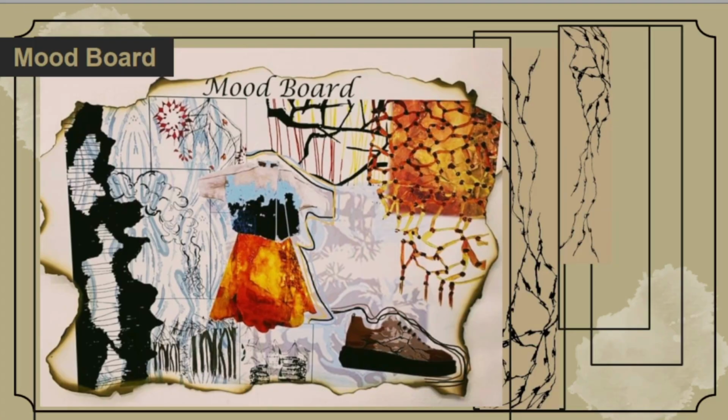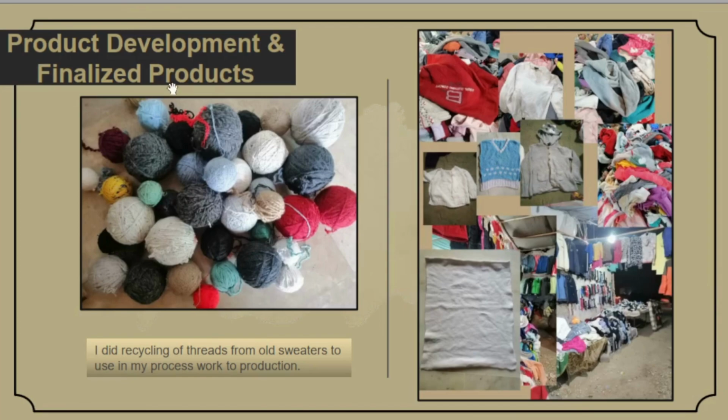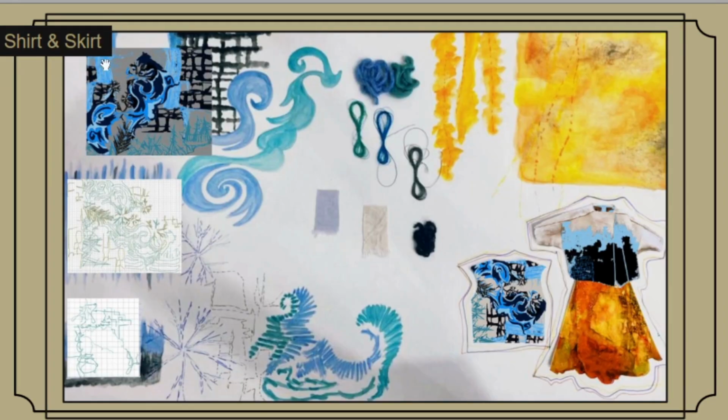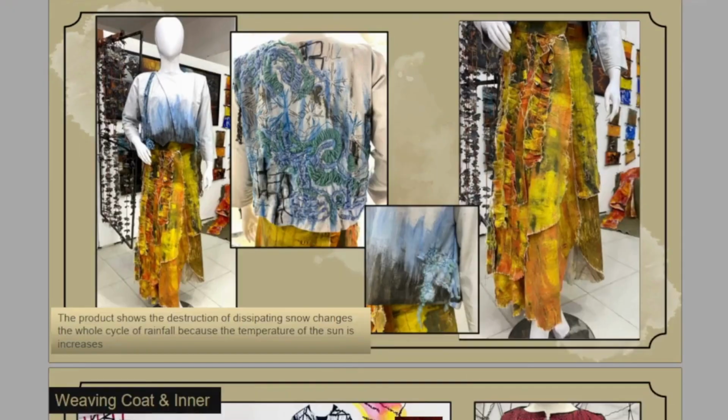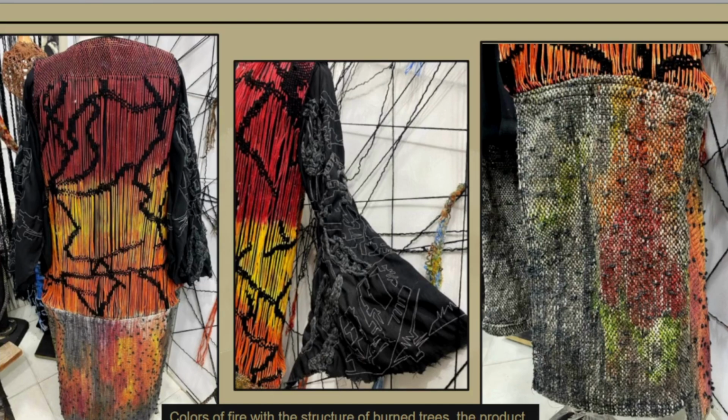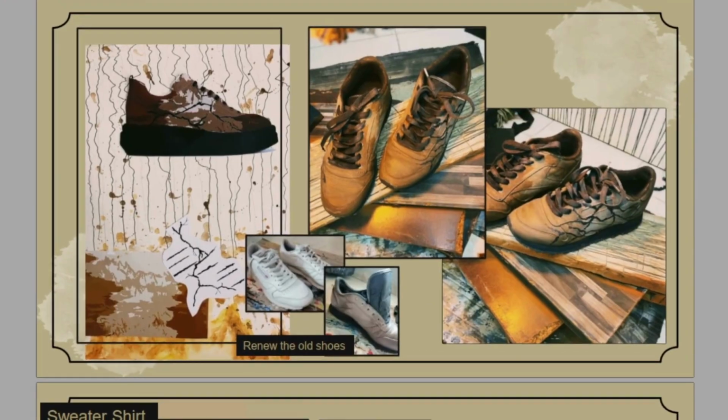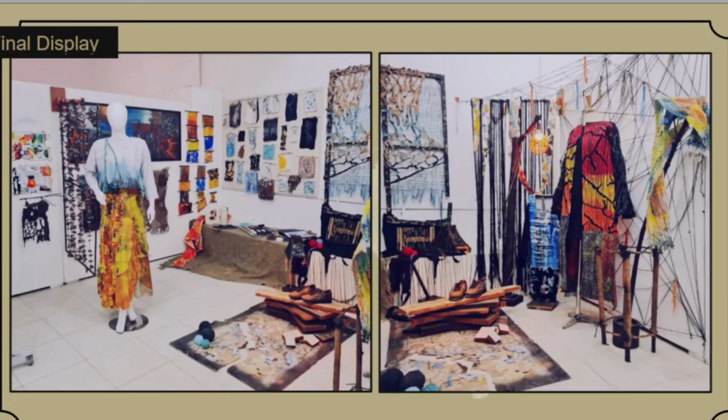Then comes my mood board. And then in the step of product finalization, I have showcased the material I used, which was recycled thread because my thesis focused on sustainable textiles. After that, I have added my final products along with the mock-ups. And finally, there is the display of my thesis, and that's it.